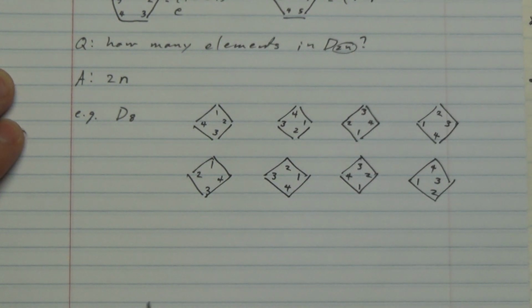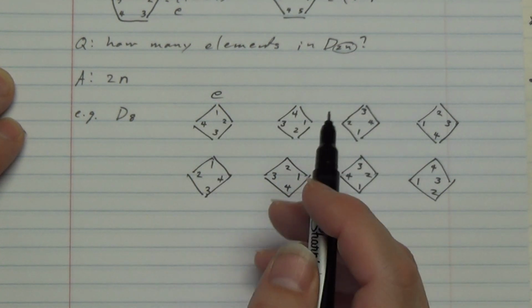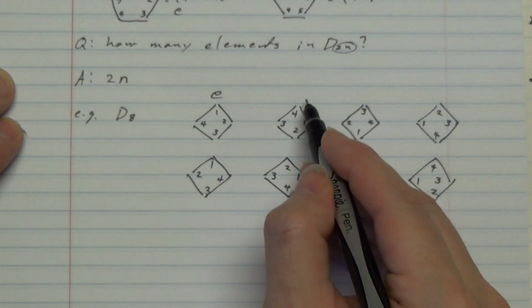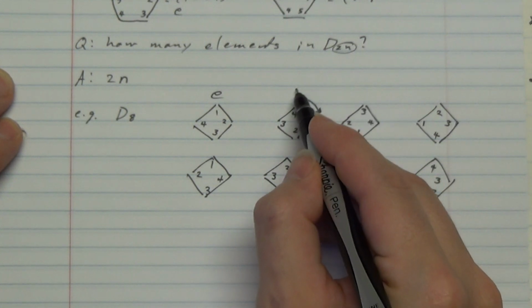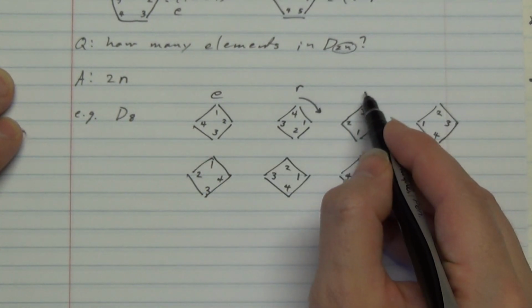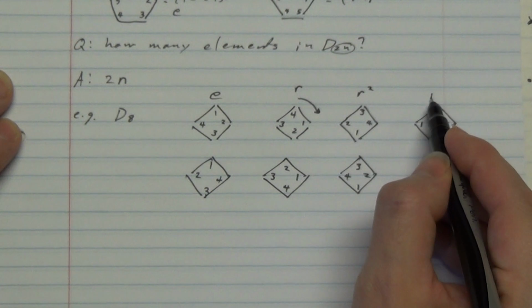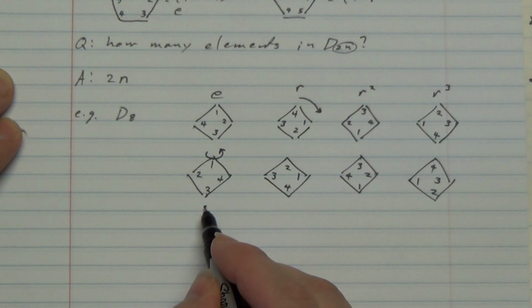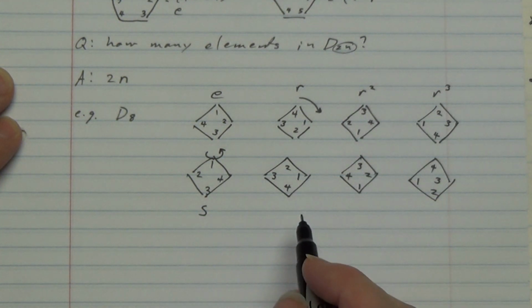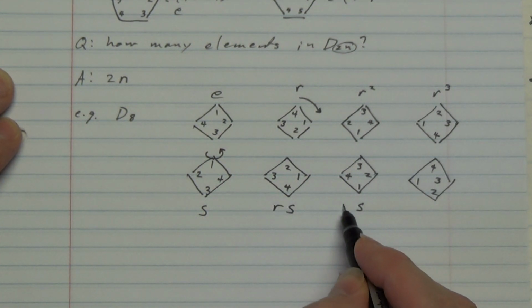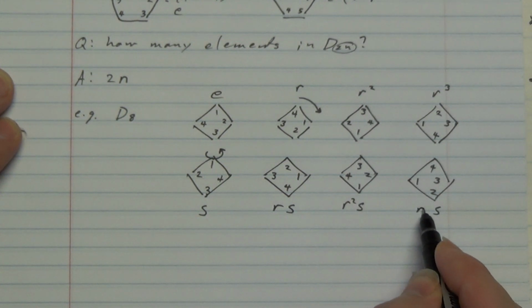We can call this the original. And what geometrically do we do to get from here to here? It's a rotation, and that's why this element is called r. Here we do 2 rotations to get from here to here, so this is called r squared, then r cubed. Here we flip from one side to another, s. Flip and then a rotate, a flip and then 2 rotations, a flip and then 3 rotations.